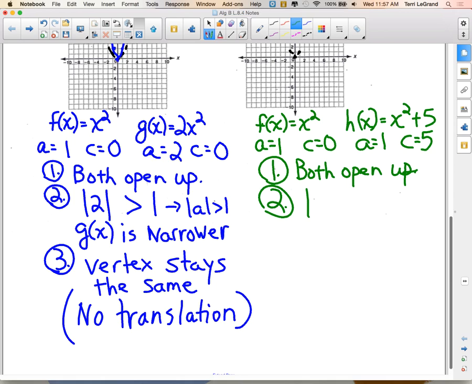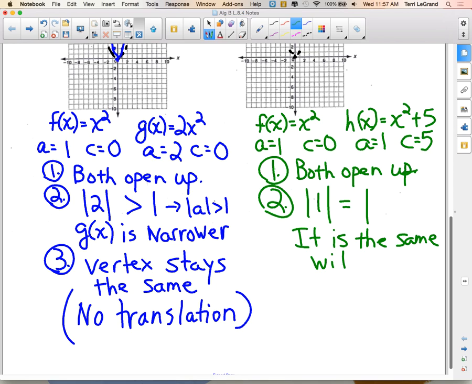Remember, we're going to take the absolute value of the second one, and we're going to say, what's its comparison to 1? The same. It equals. It didn't get smaller. It didn't get larger. So what happens to the width? It's the same. Yep, it is the same width.